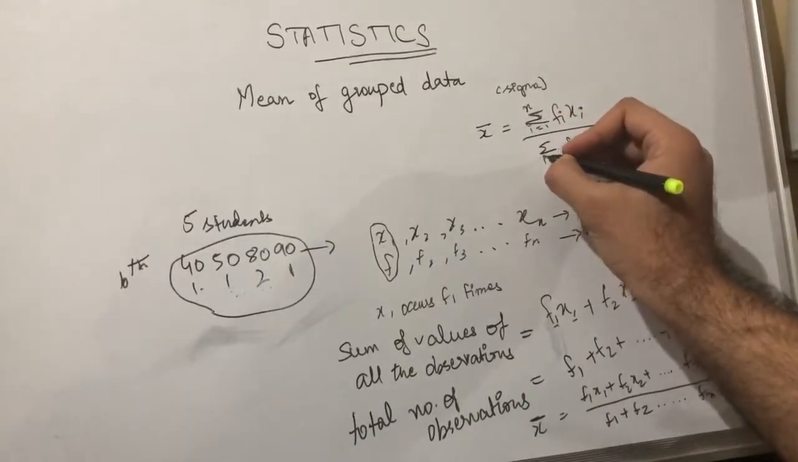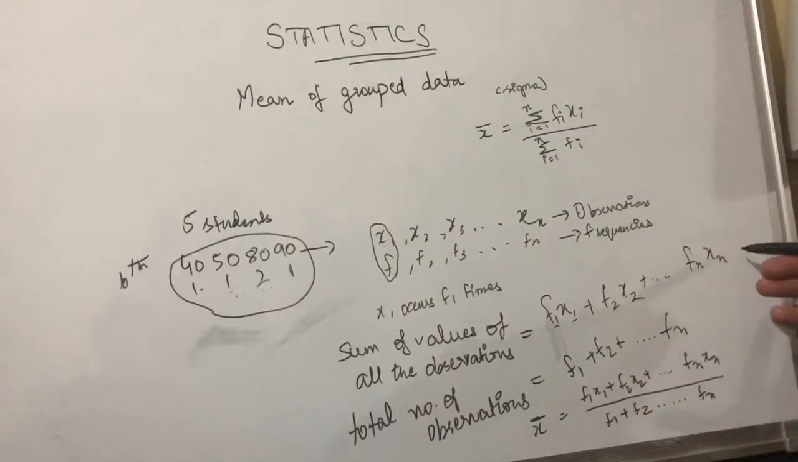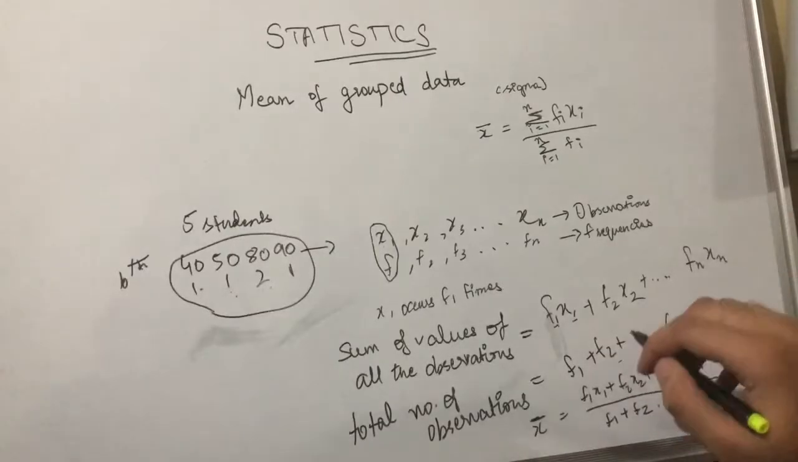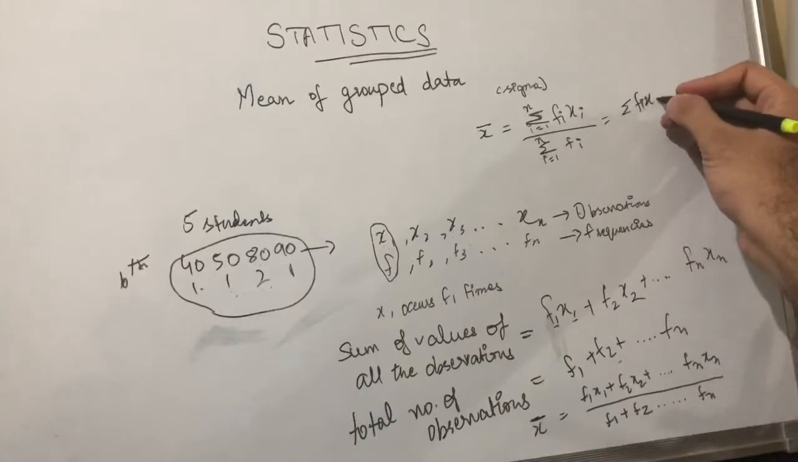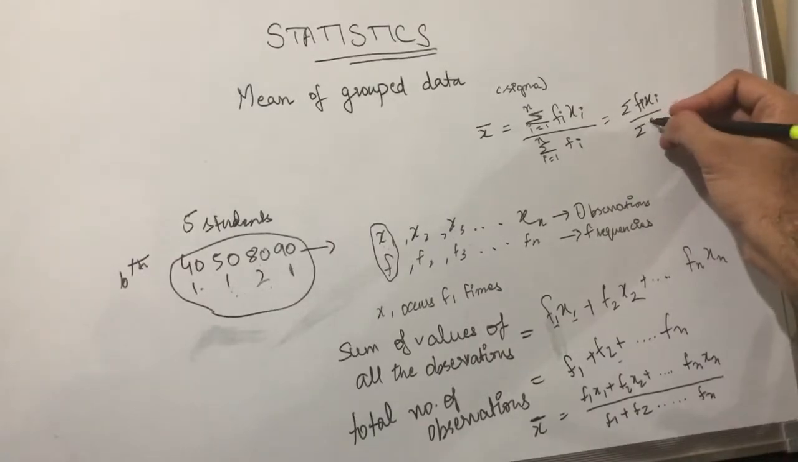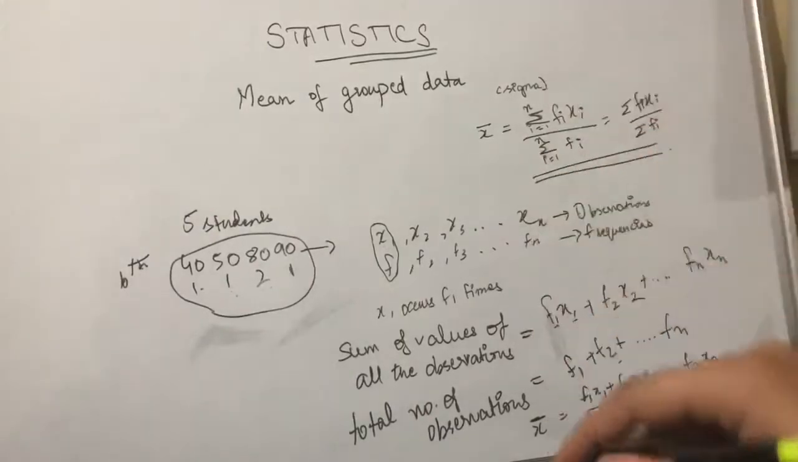Same way here, 1 till n, because it will start from 1 and it will extend till however many observations we have. So this again can be written simply as xi. So this would be your formula to find out the mean.